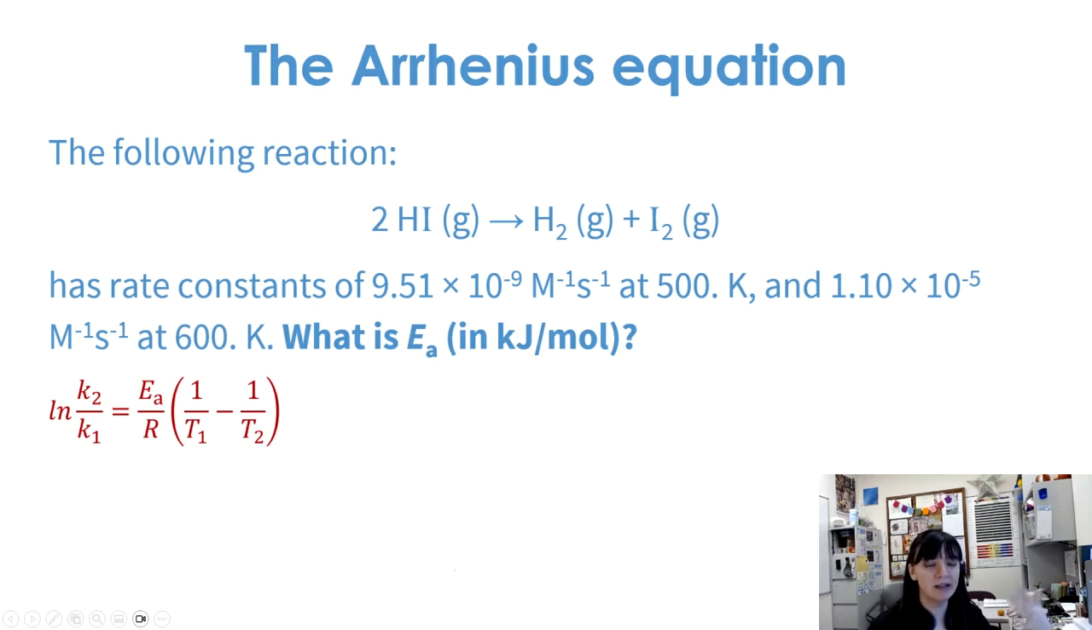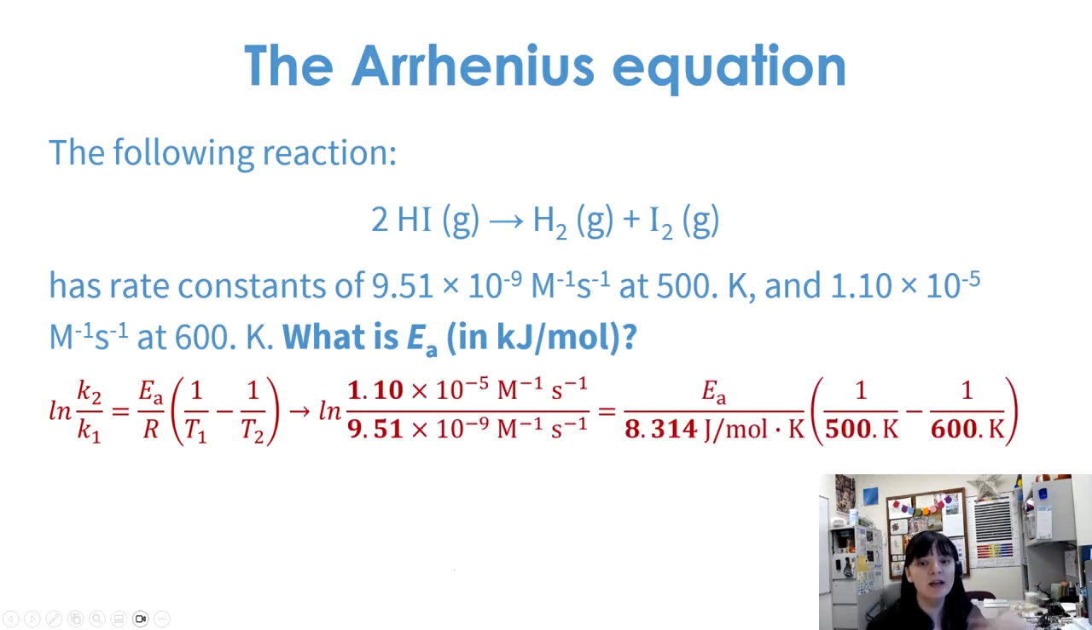So for instance here, when I see 9.51 times 10 to the minus 9 as one k constant, the corresponding temperature with that is 500 Kelvin. So just for the sake of this example, I'll define those as k1 and T1. But if you did this with the other rate constant and other temperature as subscript 1, it would work exactly the same, just as long as they match up together. Placing those into my equation, I have the following setup. Again, the R constant here is the universal gas constant of 8.314 joules per mole Kelvin, so I included that in my calculation as well.